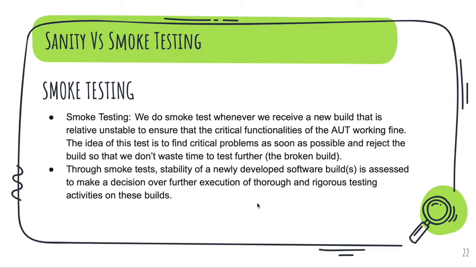So what is smoke testing? Basically, smoke testing we do when we want to test whenever we receive a new build that is relatively unstable, to ensure that the critical functionalities of the UAT are working fine. The idea of this test is to find critical problems as soon as possible and reject the build so that we don't waste time testing further. That is the broken build.